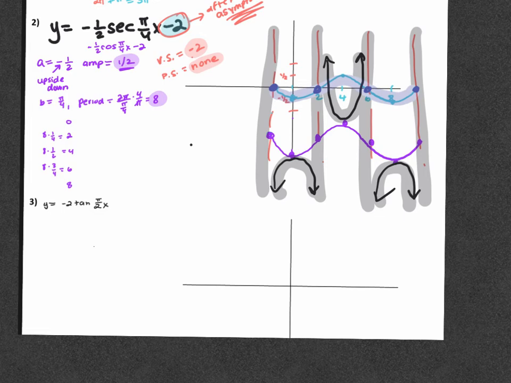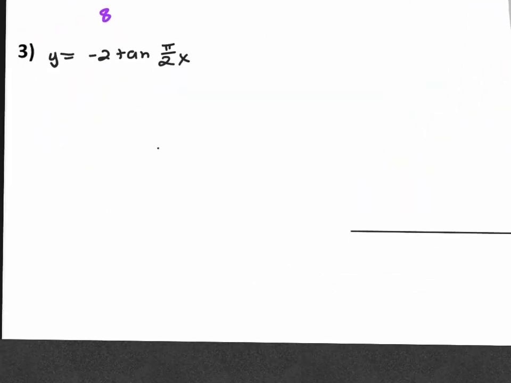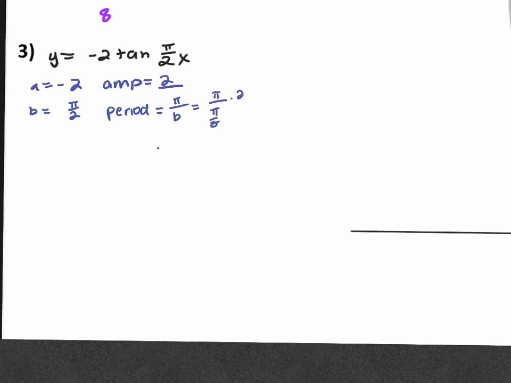Got it. Okay, so tangent, my A is -2. My amplitude is 2. Again, an answer that we're going to fill in. My B is pi over 2. The period for tangent and cotangent is pi over B. So this is pi over 2. Keep, change, flip. And I just get 2.